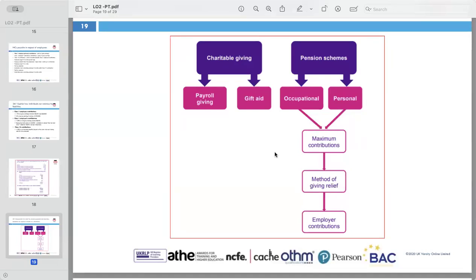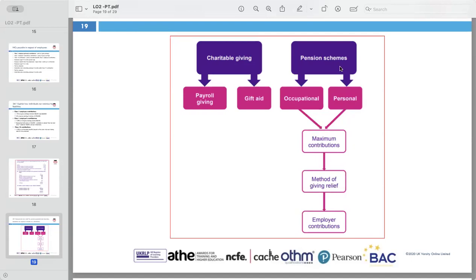Gift aid is another method of charitable giving where individuals can make donations to charities and claim tax relief on them. To benefit from gift aid, an individual must be a UK taxpayer and make a declaration confirming the charity can then claim back the basic rate of tax on the donations from HM Revenue and Customs. Higher and additional rate taxpayers can claim further tax relief on their donations through the self-assessment tax return.